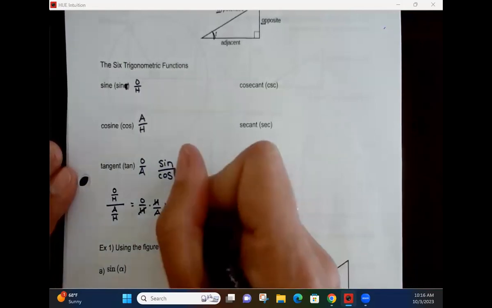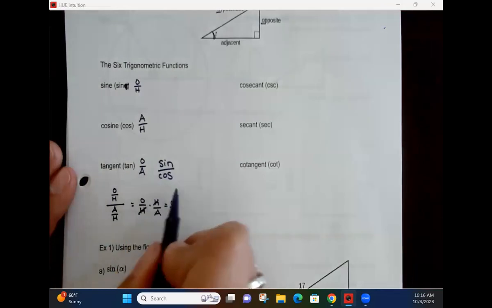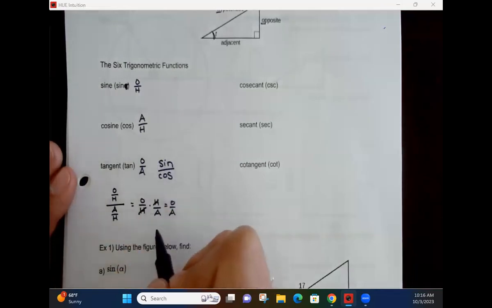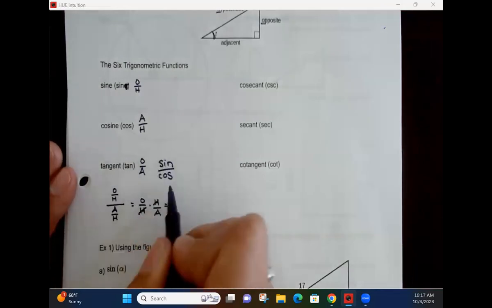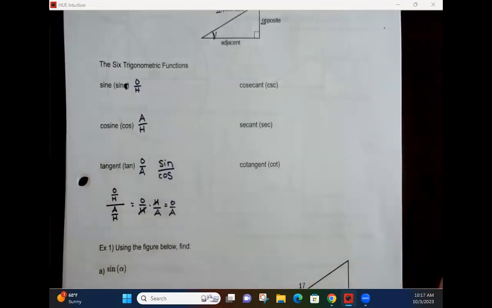So I get the same thing, but in our trig material for Algebra 2, defining tangent as sine over cosine is going to be a little more helpful for a lot of our problems. So that's half of our trig functions, the half that you are familiar with.